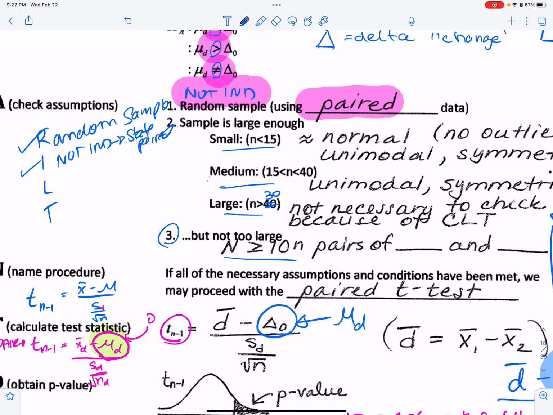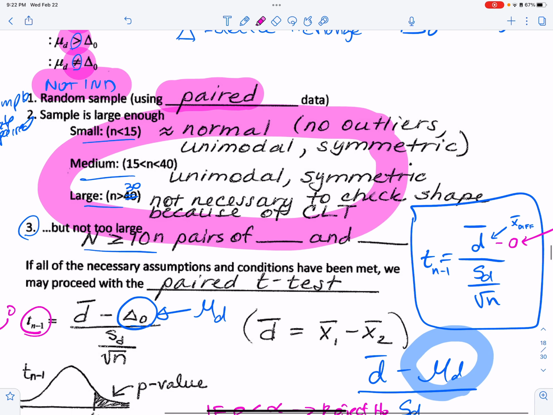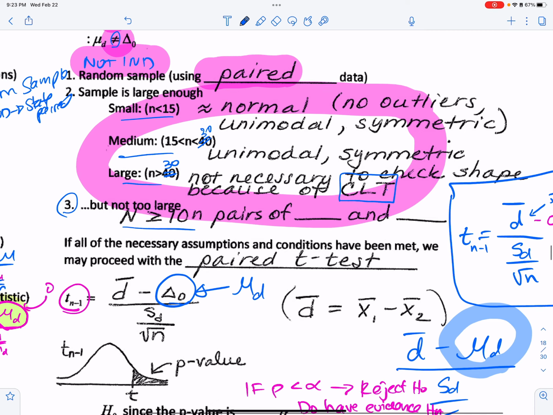Large sample size. The large sample size is the same way we've been doing it, where if it's small, you have to show no outliers, unimodal symmetric. If it's medium, you have to show unimodal symmetric. So if there are outliers in a medium-sized sample, then you're okay. And if it's large, you're not necessary to check conditions because of the CLT. CLT is central limit theorem. Central limit theorem says if you have a large enough sample, your sampling distribution is approximately normal. I do accept over 30, so you can just use 30. You don't have to go all the way to 40.